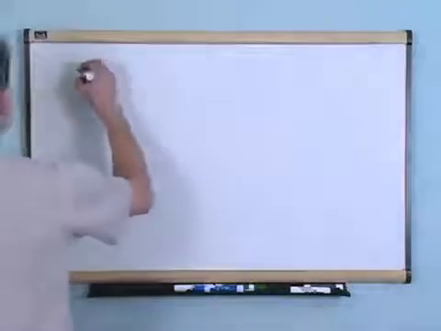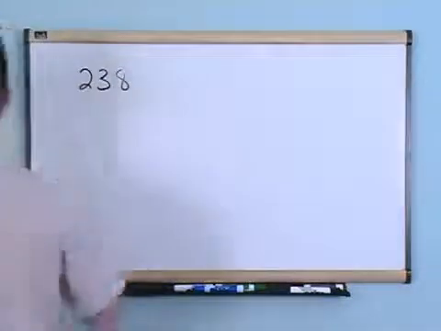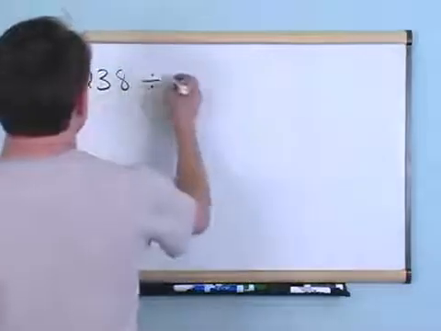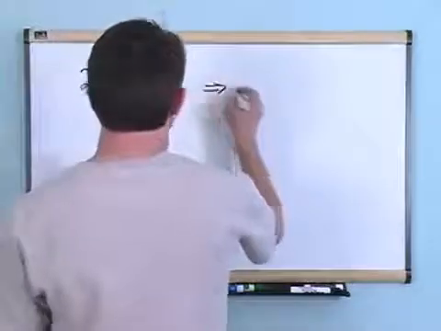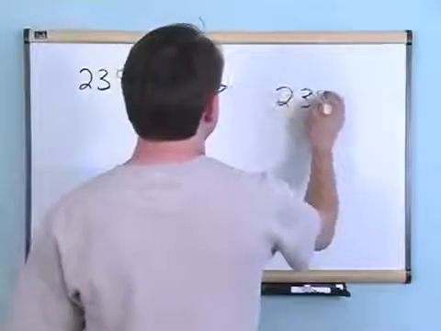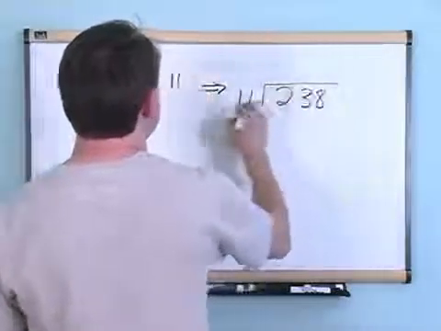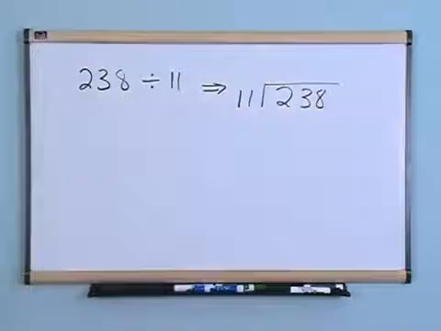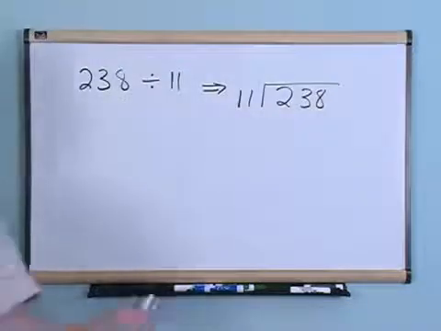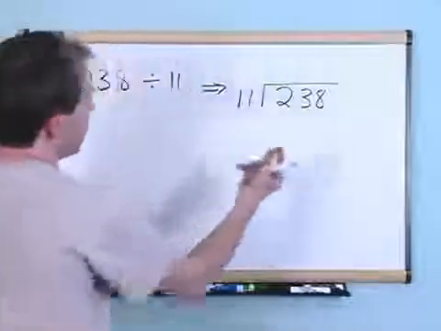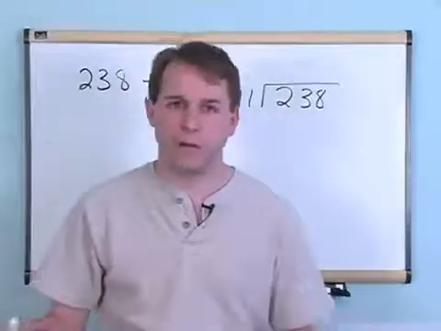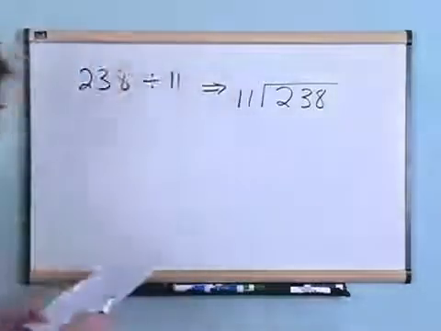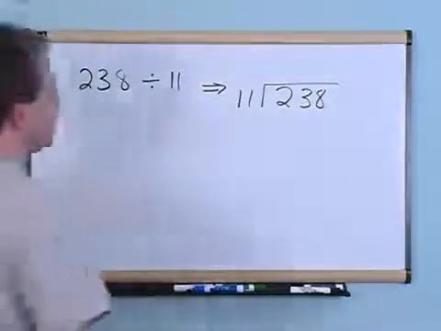Let's go ahead and continue working some challenging problems. Let's say you have 238 divided by 11. Okay? 238 divided by 11. Let's go ahead and rewrite it. The only difference between this problem and the last problem is that here you have a double-digit number. But the process is exactly the same. There's nothing a lot harder about it. You just have to use your multiplication knowledge, okay?